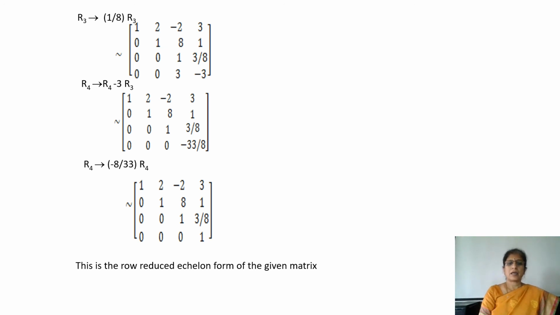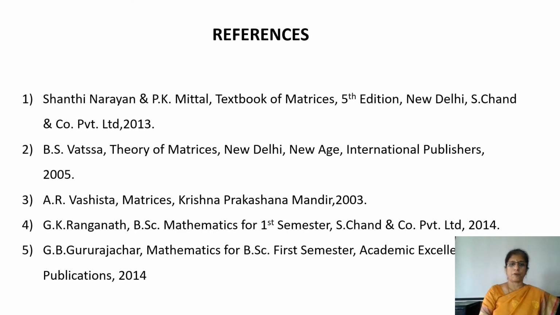So we can look at this matrix. We have 4 non-zero rows. Hence, this is the row reduced echelon form and the rank of this matrix is 4.